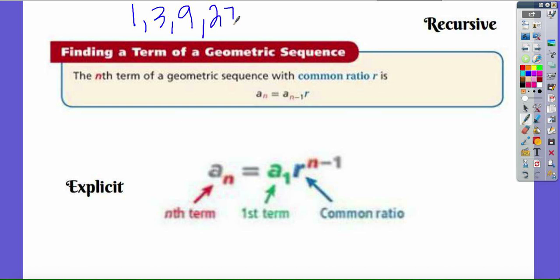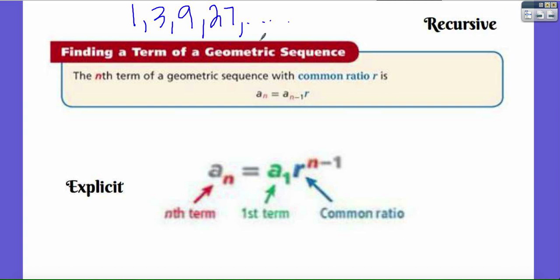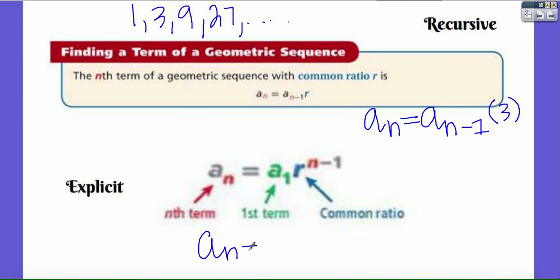and they asked us to write either one of these formulas for this particular sequence, using the recursive one, it would be a sub n equals a sub n minus 1 times the common ratio, which is times 3, so there would be a times 3 there. For the explicit formula, it would be a sub n equals a sub 1, which is 1, the first number here, times the common ratio, 3, to the n minus 1 power.